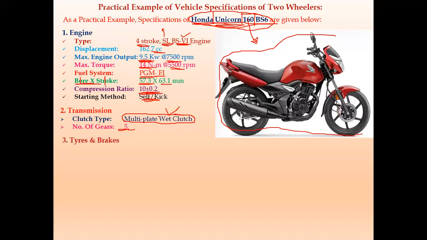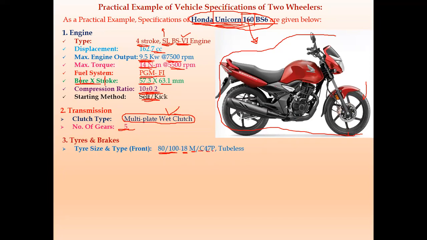Now next we have tires and brakes. So if you see, tire size and type. The front tire is 80 by 100. 80 is the width of the tire. 100 is the aspect ratio. 18 is the diameter, that is 18 inch. Then M is the construction, in case of M. C, 47 is the load index.